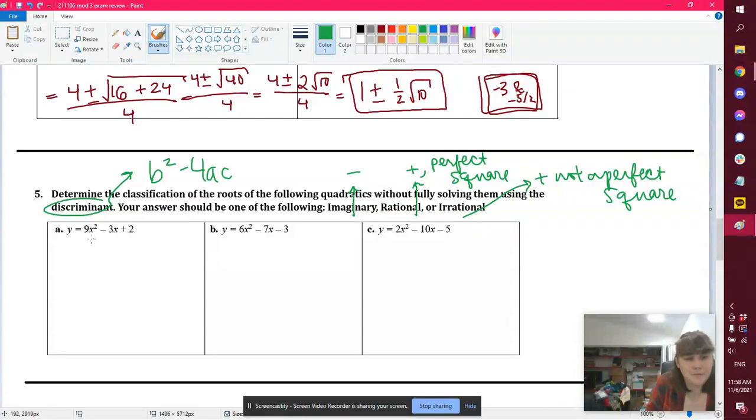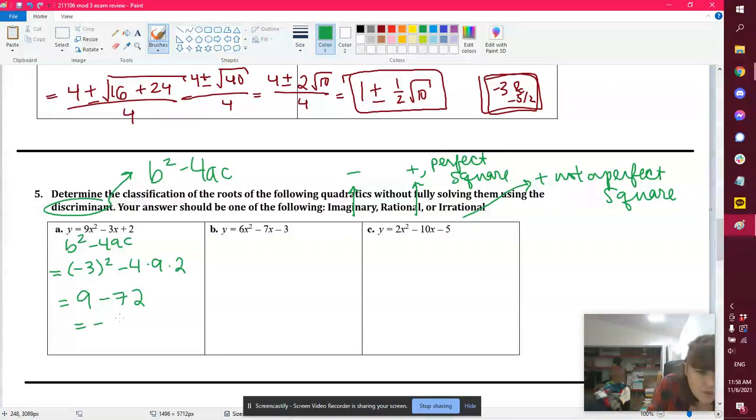Let's do it. For b squared minus 4ac here, our b is negative 3, our a is 9, and our c is 2. This is 9 minus 72, which is negative 63. This is a negative number, so our roots will have imaginary components to them.